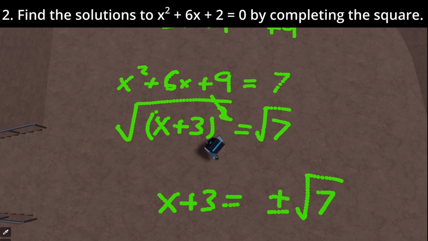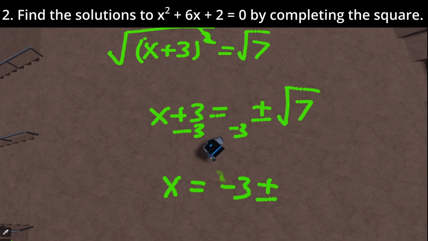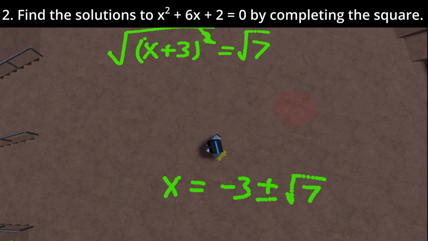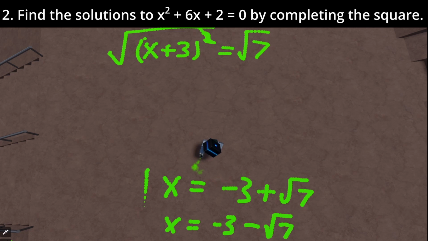And then now just subtract 3 from both sides. So if I do that, I'll have x is equal to minus 3 plus or minus the square root of 7. And I can just write both solutions by taking the positive and the negative solution. So we have minus 3 plus the square root of 7 is one solution. And we also have minus 3 minus the square root of 7 is the other solution. And that's it. We're done with this problem.